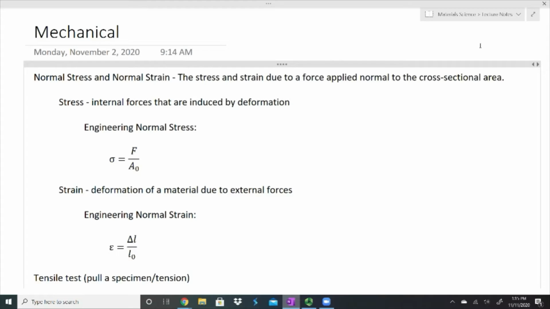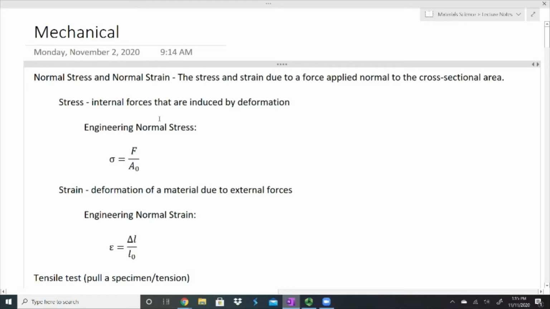We're going to start off by talking about normal stress and normal strain. These are stresses and strains due to a force that's applied normal to the cross-sectional area of our material. All right, so what is a stress in general? A stress in general is an internal force that is induced by deformation. So the key point here is that it is internal, and it is caused by the fact that we've deformed our material.